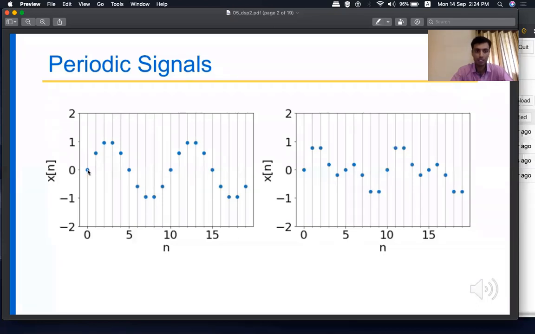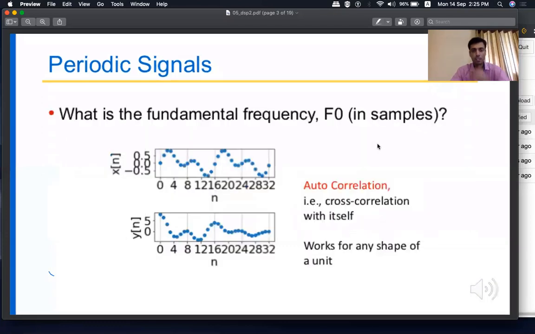So basically, if you add 10 to this, you again get the same pattern. The signal repeats itself after every 10 time steps, so the time period is 10. And similarly for this one on the right hand side, the period is 10. This signal looks very different from that signal, but they both have the same period. Now, what is the fundamental frequency F naught?